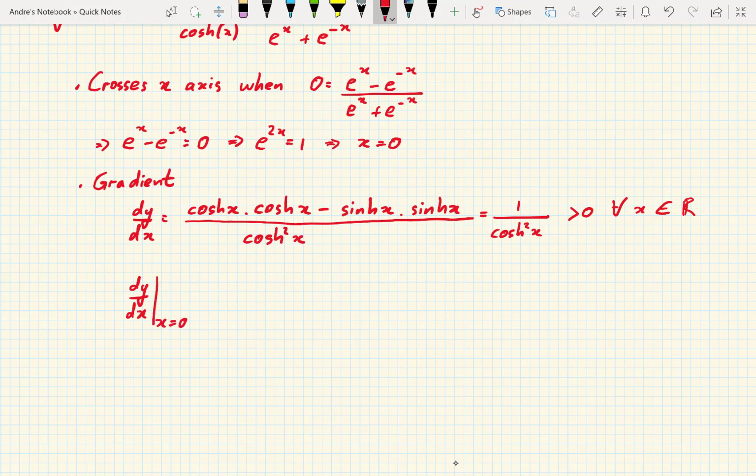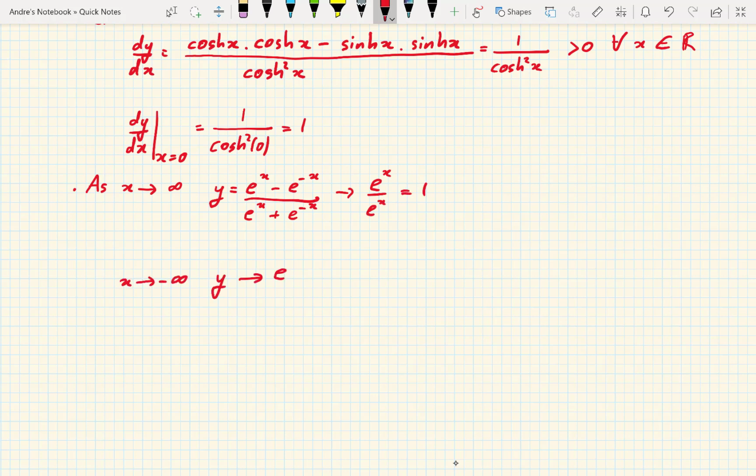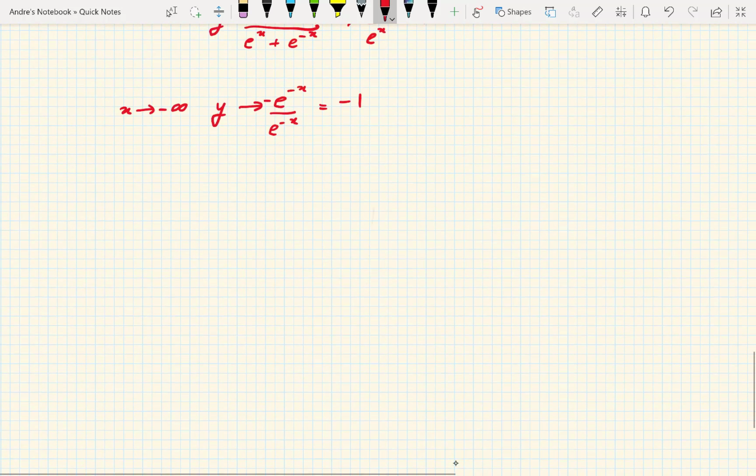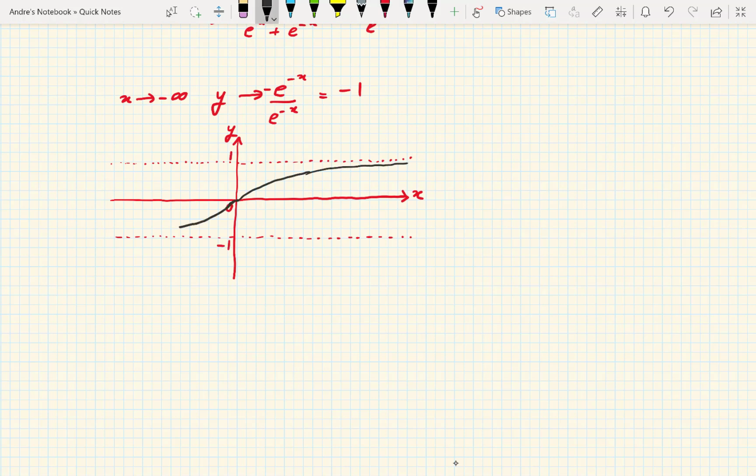The function is monotonically increasing. Note also that the gradient is 1 at x equals 0. Finally, as x goes to infinity, y tends to e to the x over e to the x, which is 1. Similarly, as x goes to minus infinity, y tends to minus 1. So y equals plus or minus 1 are asymptotes. Putting these facts together gives the following sketch for tanh x. On this sketch, we should mark on the asymptotes y equals plus or minus 1.